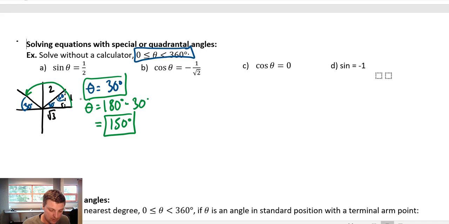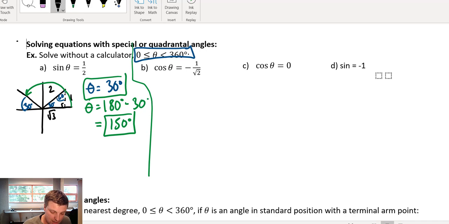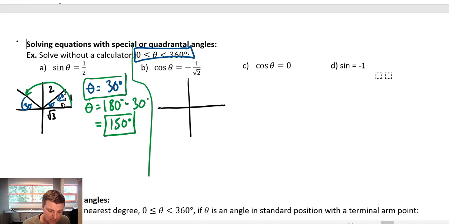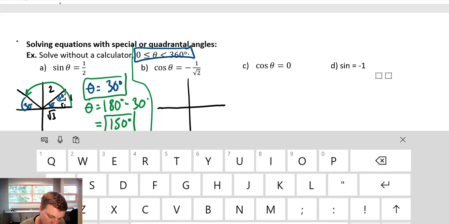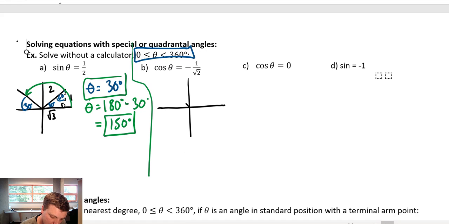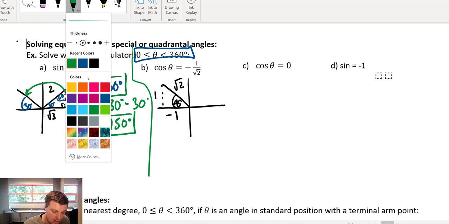So let's try the cosine of theta equals negative 1 over root 2. If it's negative, then it might be in the second and the third quadrant, because the cosine will be negative in the second and third quadrant. So if I draw an angle here, the adjacent side is going to be -1 and the hypotenuse is going to be √2. I can see this is my 1 to 1 to √2 triangle, which means this is a 45-degree angle. And so I can find this angle here.